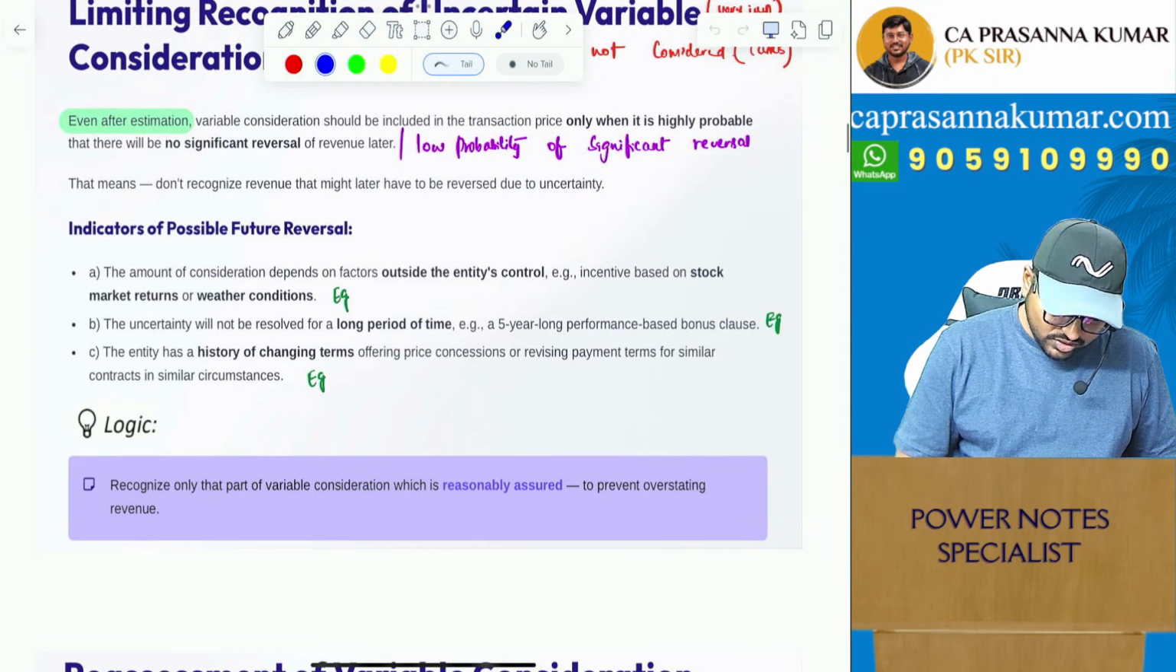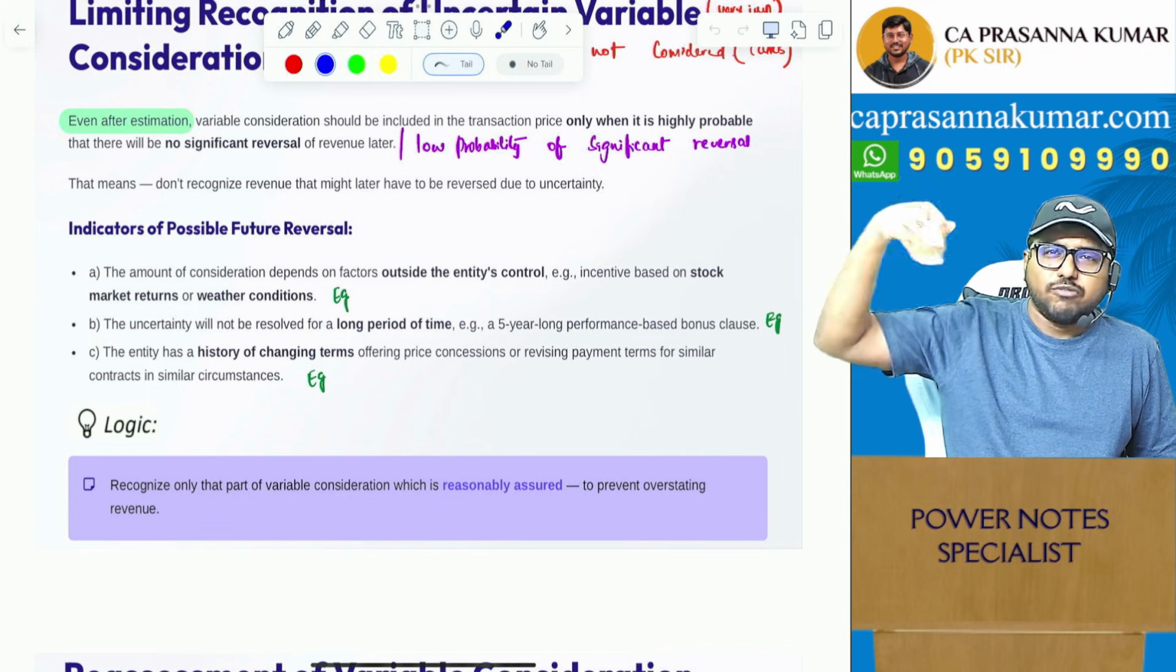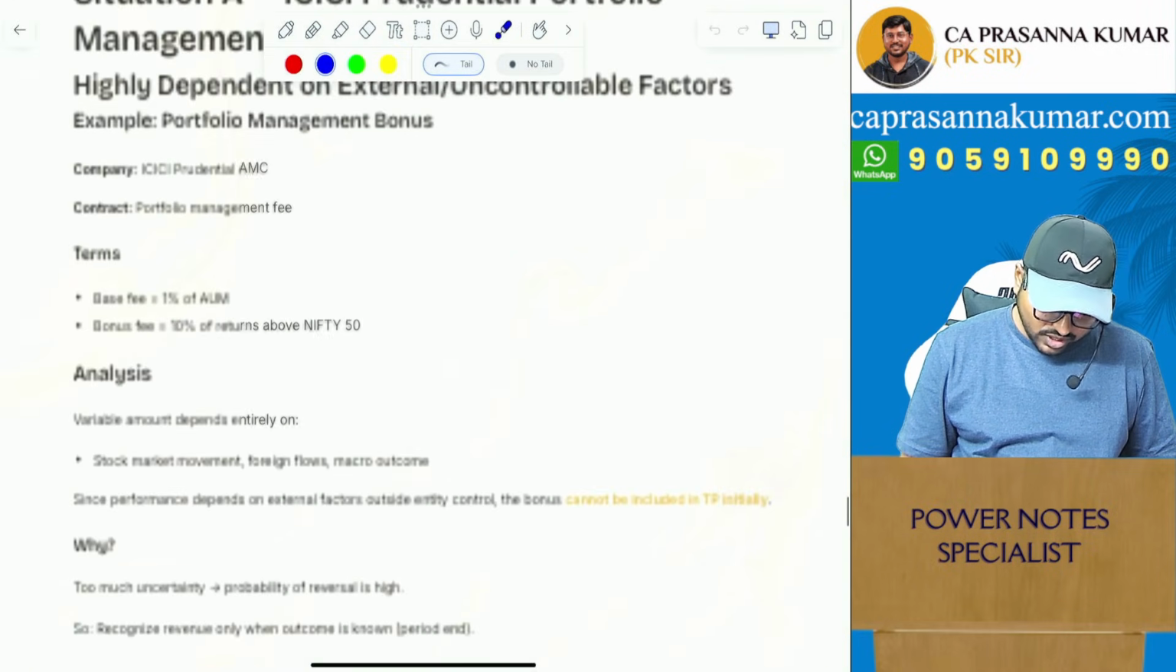What is the second scenario? The uncertainty will not be resolved for a long period of time: 4 years, 5 years. For example, here, 5 years. Sir, what is that, sir? I'll give you another example for that condition.